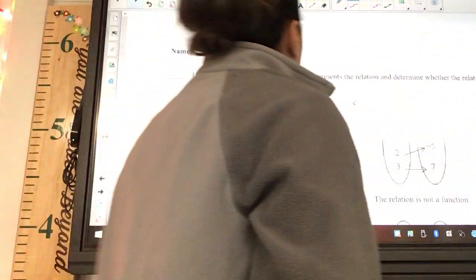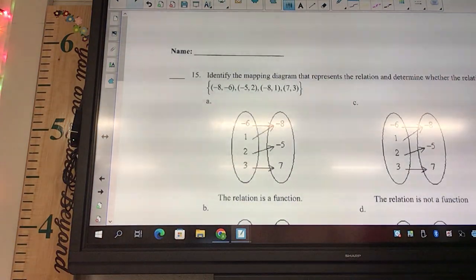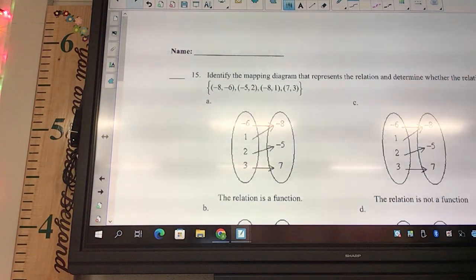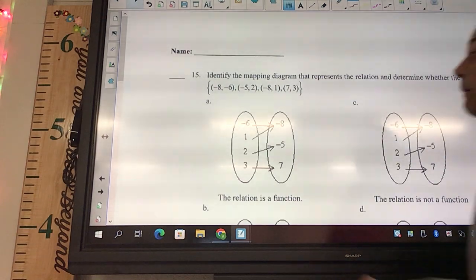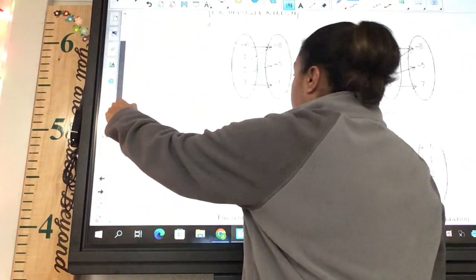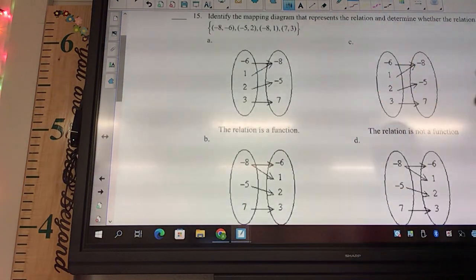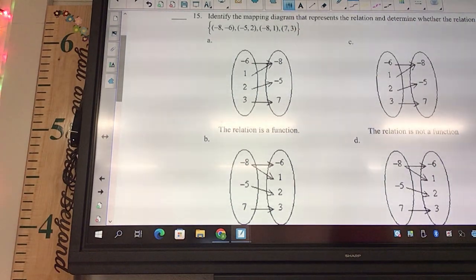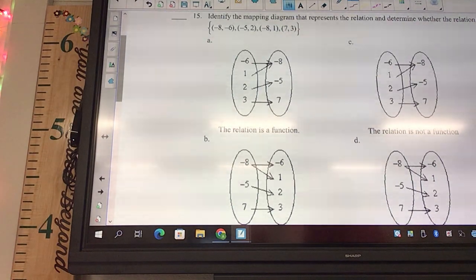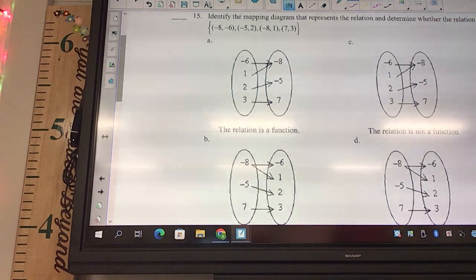Okay, 15, identify the mapping diagram that represents the relation, determine which one's a function. Okay, what goes where? I can tell you that 2 of them look drastically different from the other 2. What can be eliminated? What goes where on a mapping?